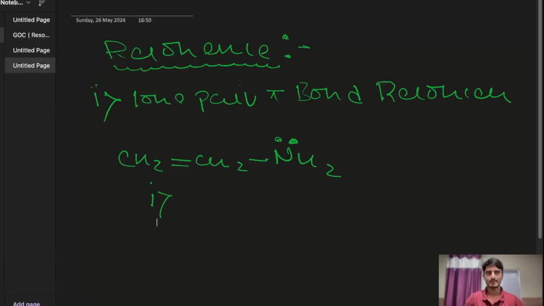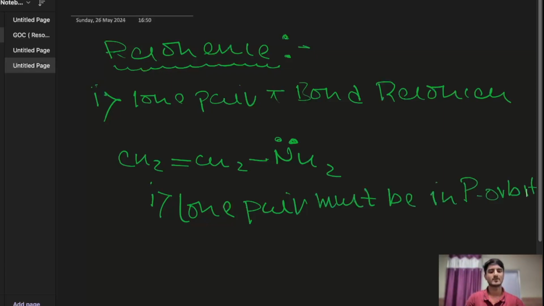First, the lone pair must be in a p orbital, not in a hybrid orbital, because a lone pair in a hybrid orbital cannot participate in resonance. What does that mean? I will discuss it later.